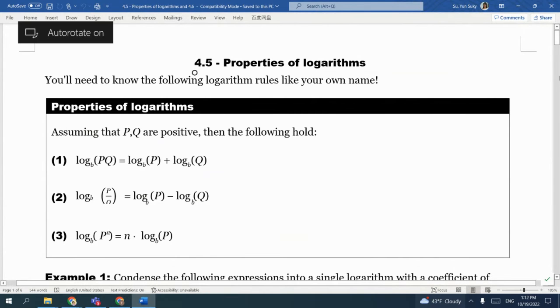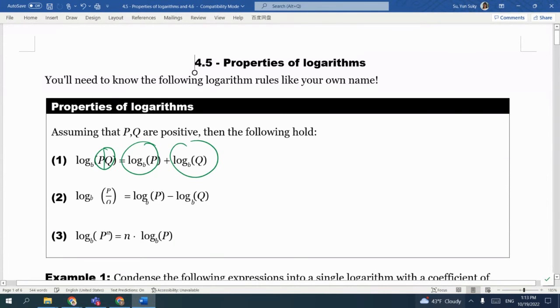Okay, so 4.5, properties of the log. You need to know the following log rules, like your own name. We have the following properties. Assume that P and Q are positive, and then the following holds. The log base B of P times Q is log B P plus log B Q. So this says that the log can break the products into a sum. If we have a product, we can break it, and now it becomes the sum.